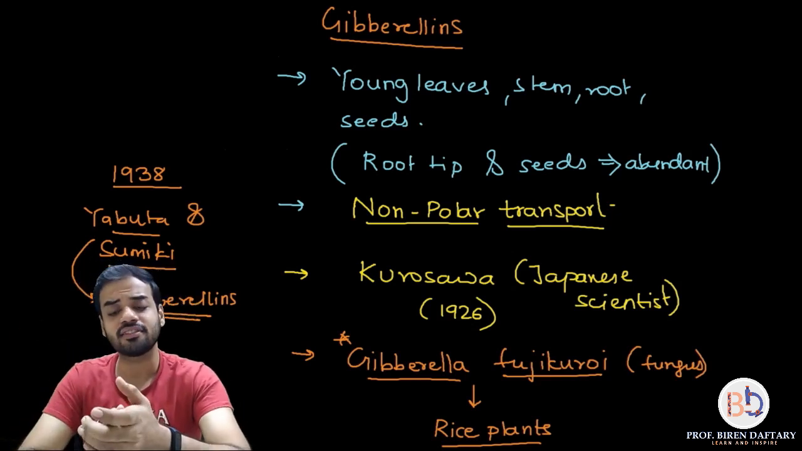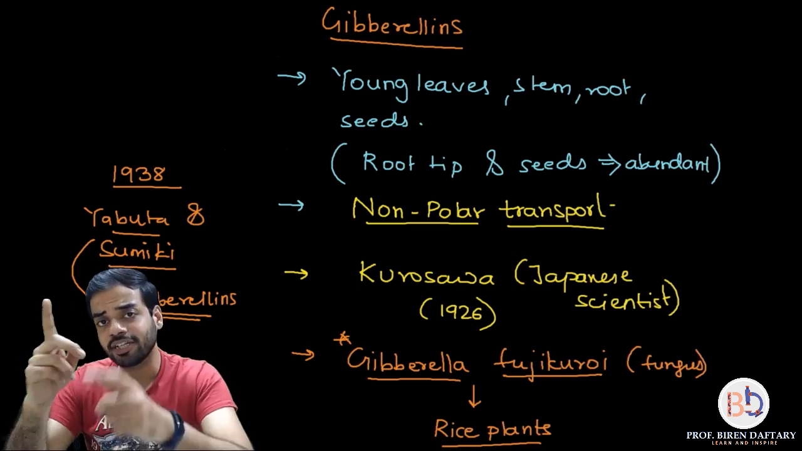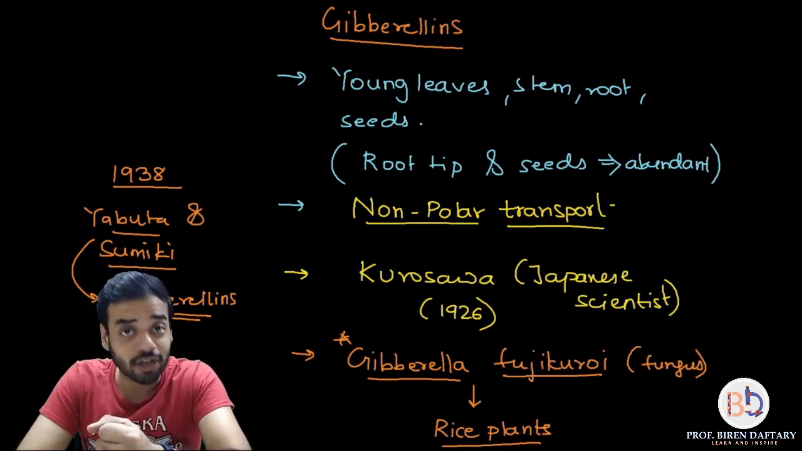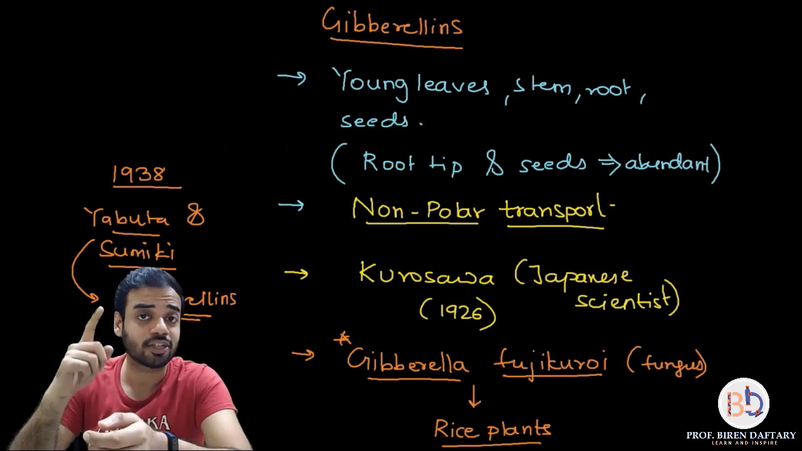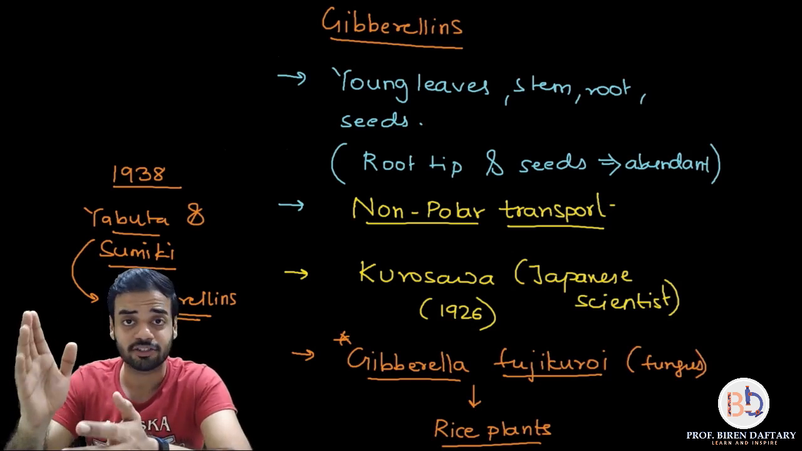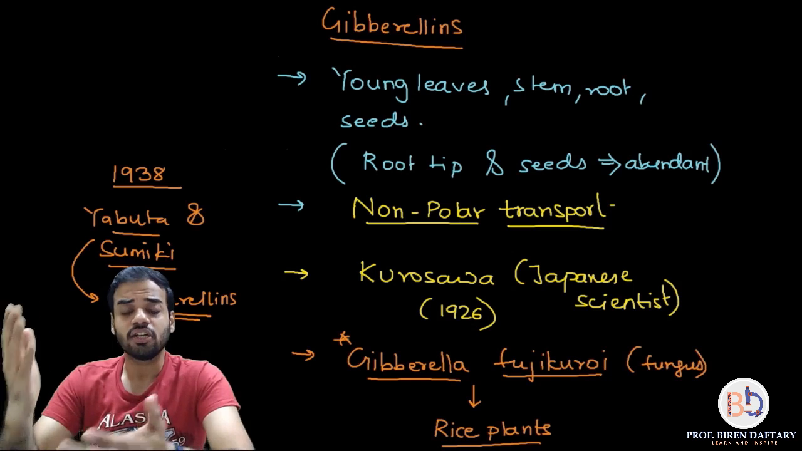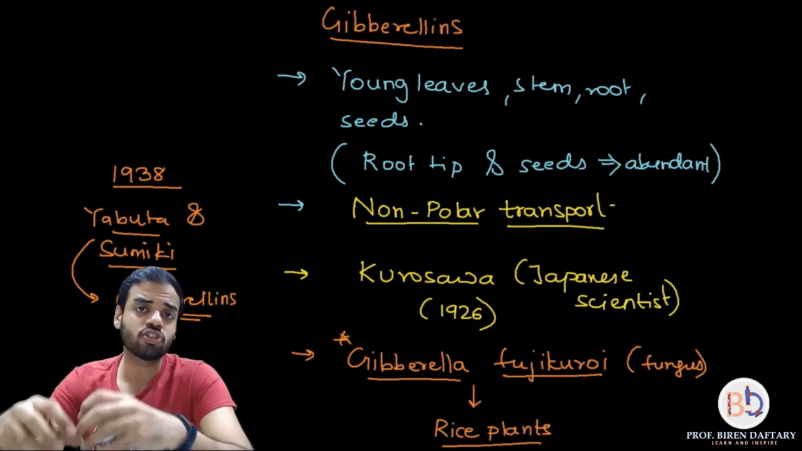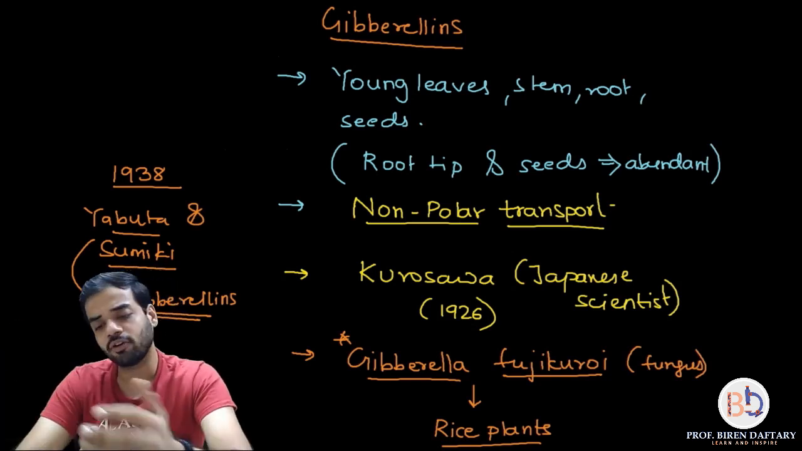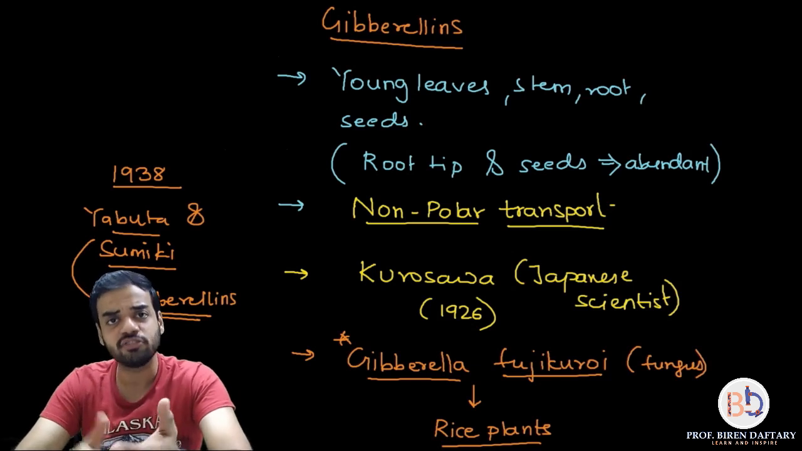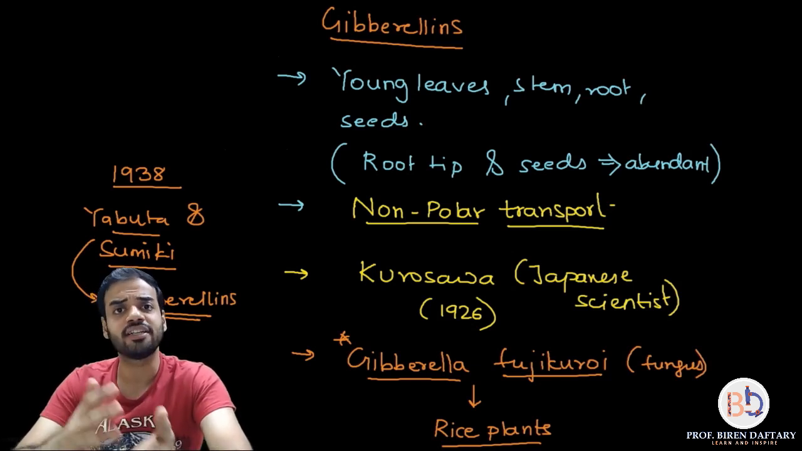The second difference is gibberellins are transported in the plants via non-polar transport, whereas in the case of auxins I told you polar transport or basipetal transport. Is that clear? Next we have to study where these gibberellins are normally found. They are normally found in young seeds, young leaves, young roots, and young stems.